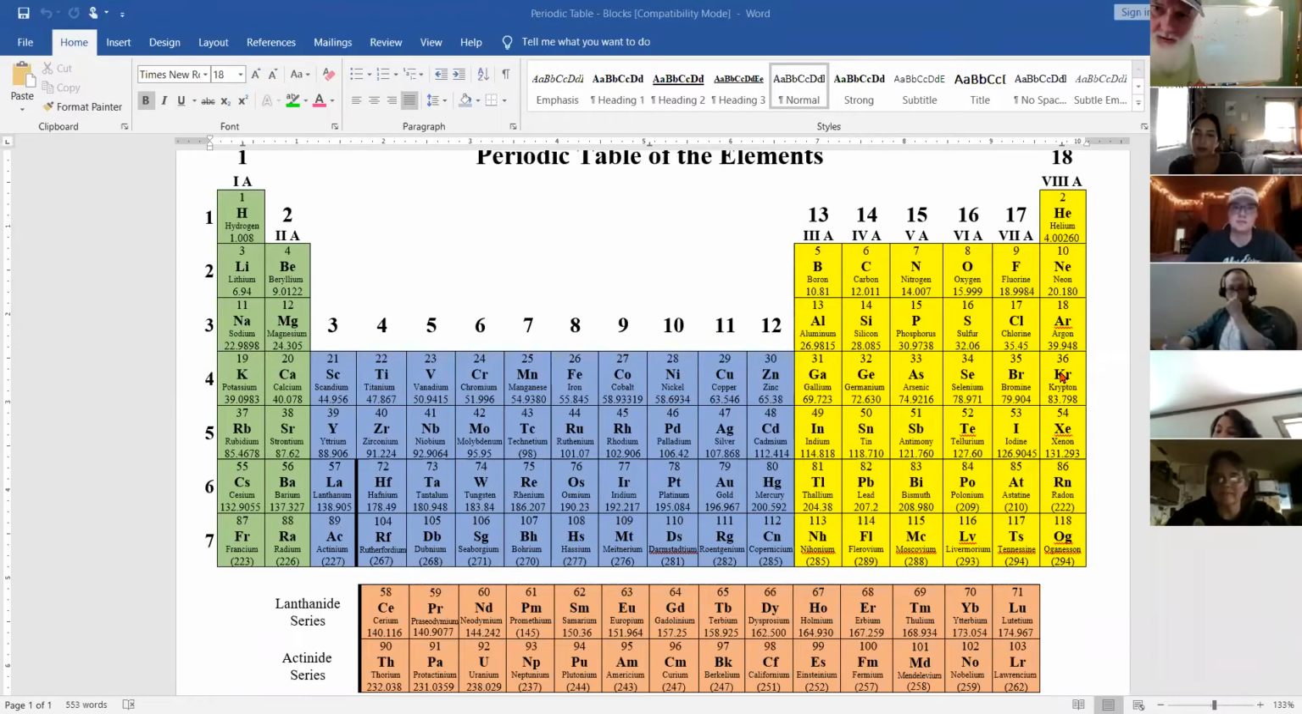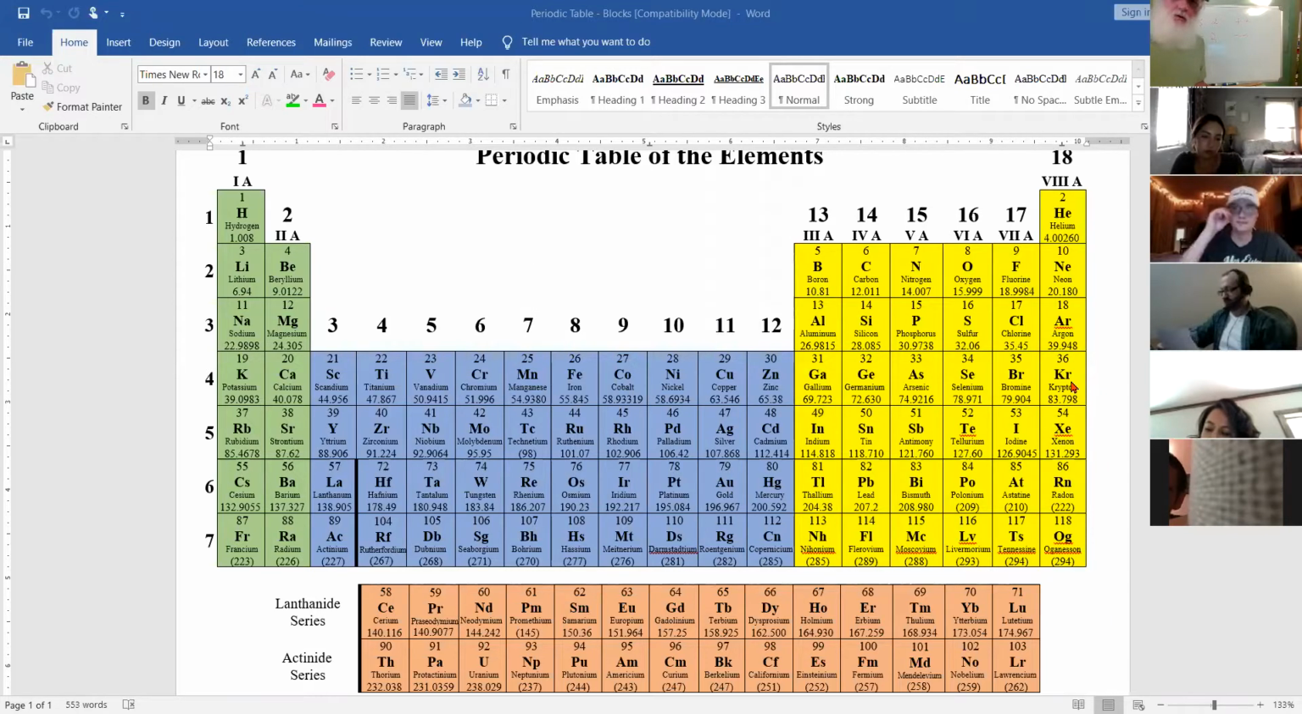So Lucas, we have krypton. What's the atomic number of krypton? 36. What period is krypton in? 4. What group is krypton in? 18. Very good so far. What block is krypton in? P block. Is it representative or transition? Representative. Does it occur in nature? Yes.